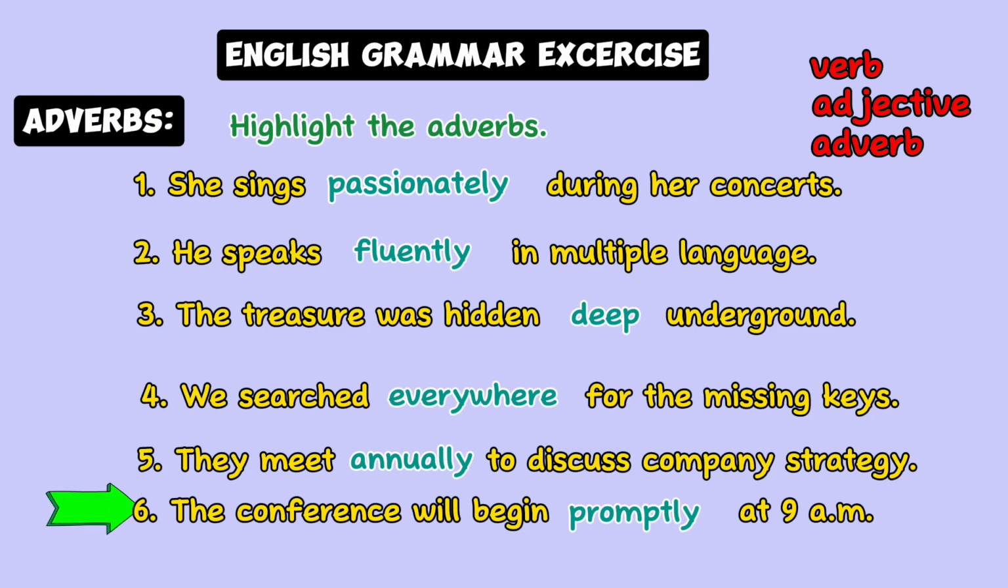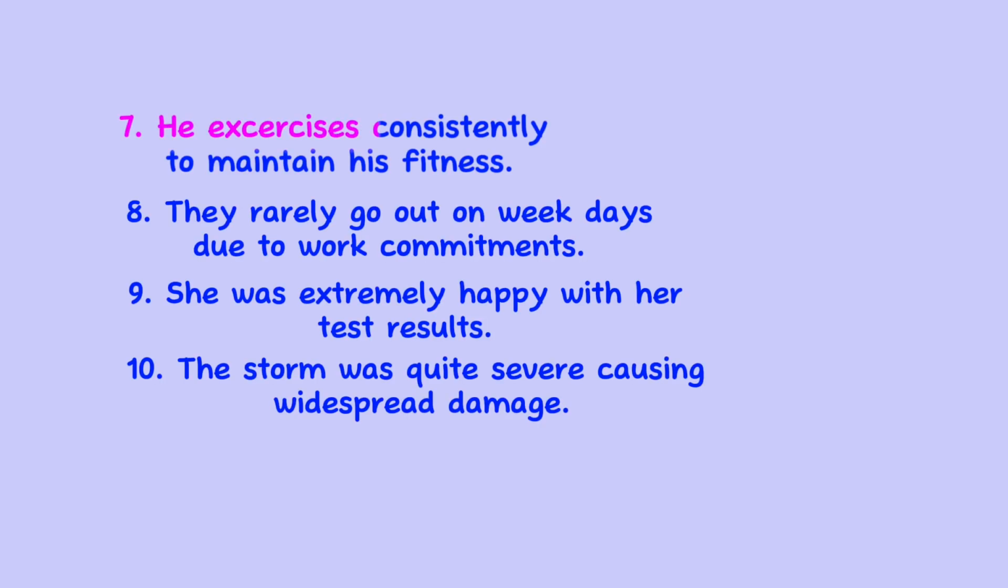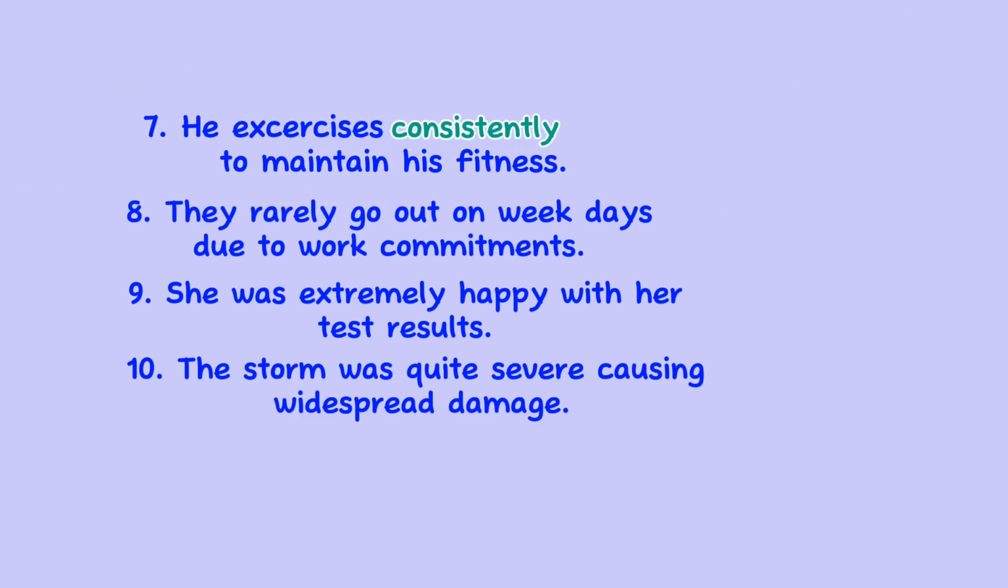He exercises consistently to maintain his fitness. The answer is consistently. The adverb consistently modifies the verb exercises, indicating the regularity or frequency of his workouts. It describes how often he engages in physical activity, emphasizing the continuity of his fitness.